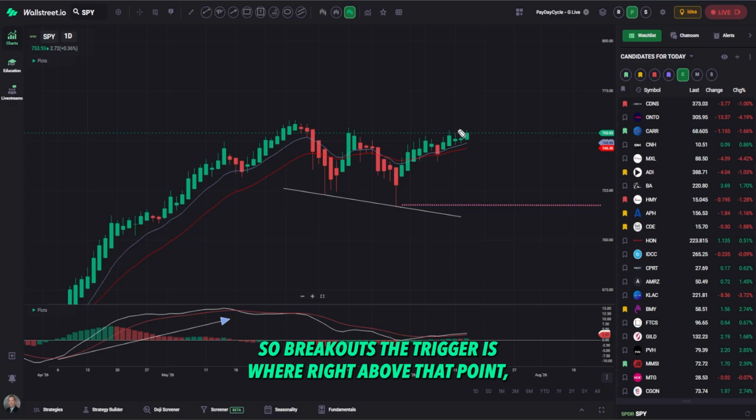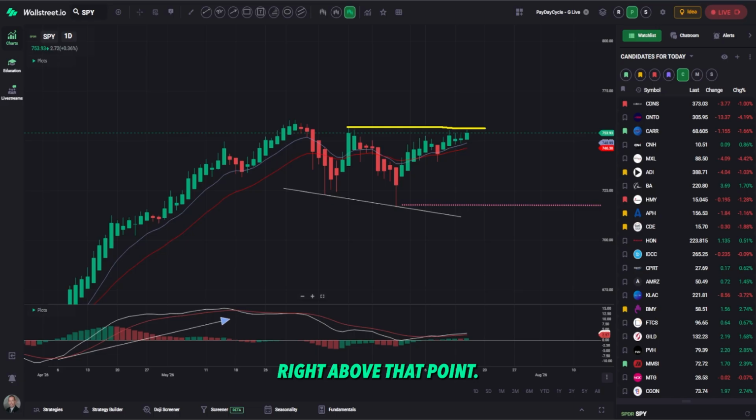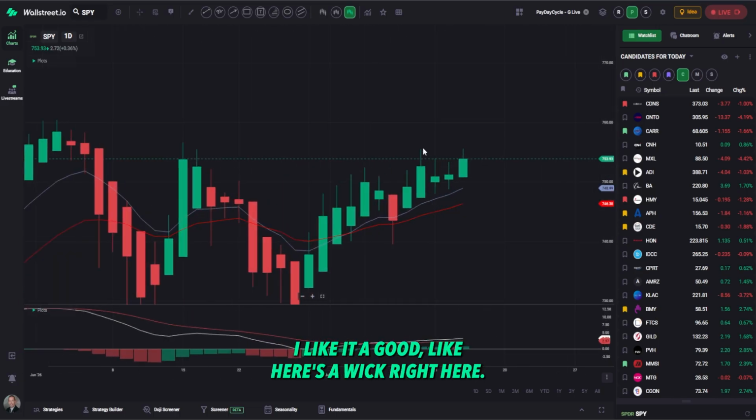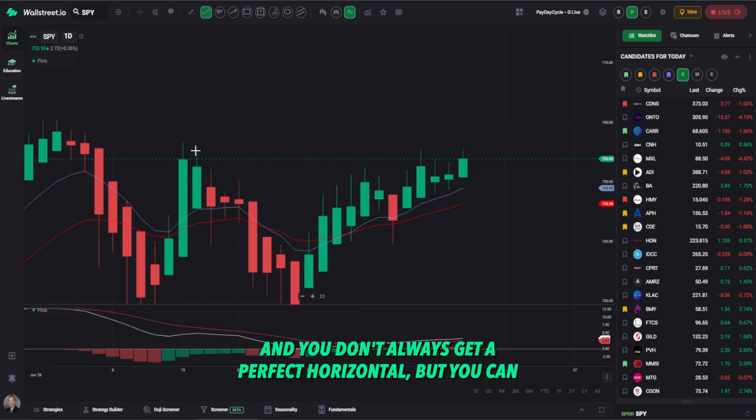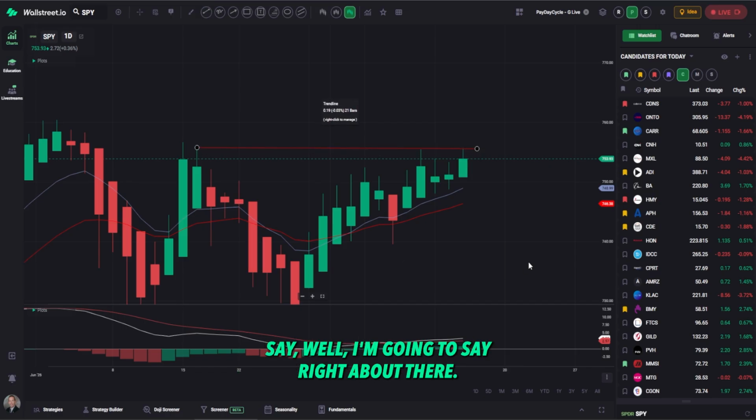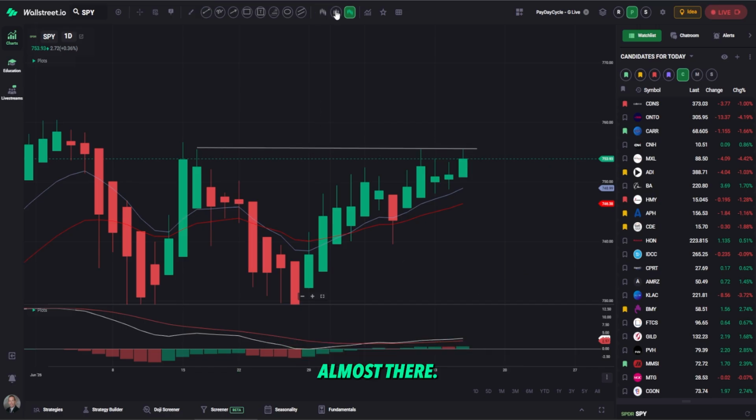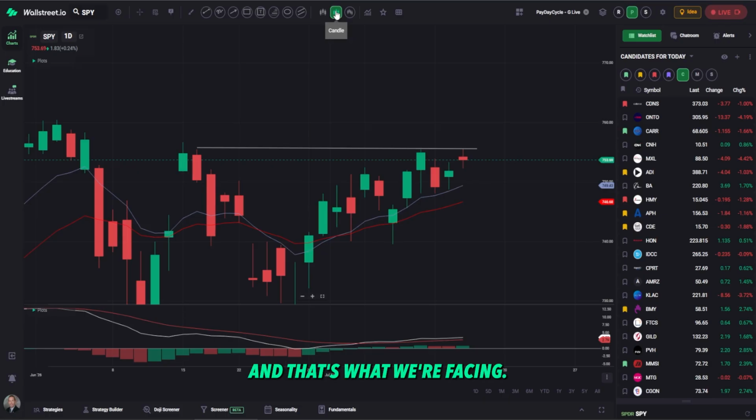So breakouts, the trigger is where? Right above that point. And where is it exactly? I like it a good, like here's the wick right here. They almost line up, right? And you don't always get a perfect horizontal, but you can say, well, I'm going to say right about there. Almost there, right? So almost a breakout, and that's where we're facing.